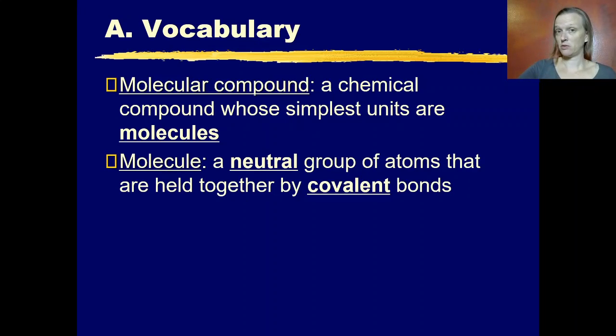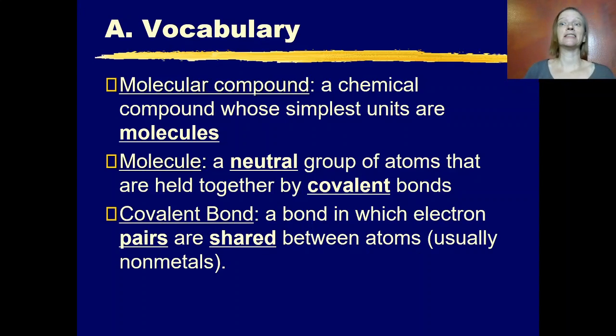Okay, so what's a molecule? A molecule, remember, is a neutral group of atoms, so it doesn't have a charge, that are held together by covalent bonds. So what's a covalent bond? A covalent bond is a bond in which electron pairs are shared between atoms. Usually these atoms are nonmetals.